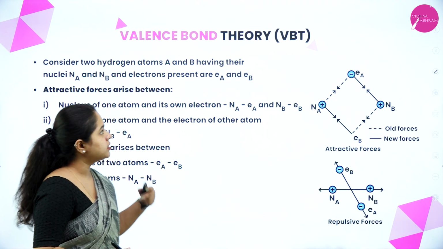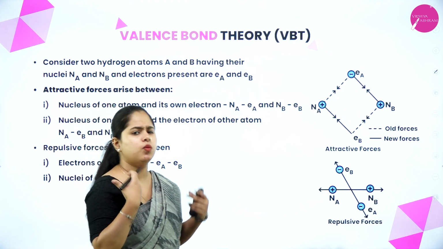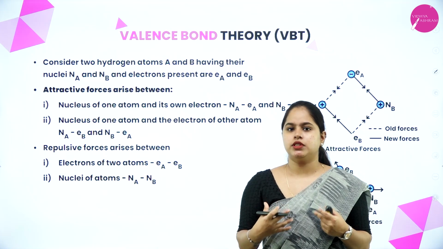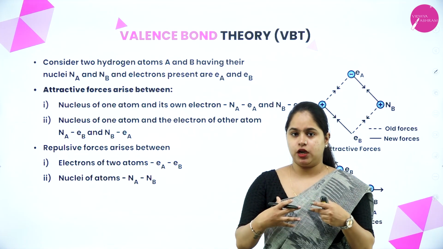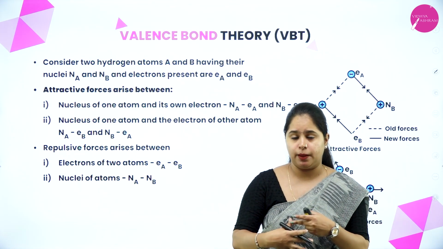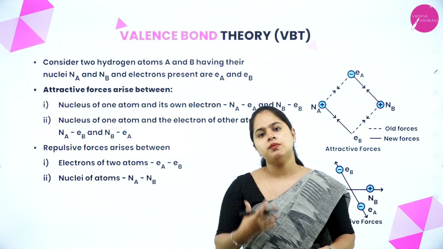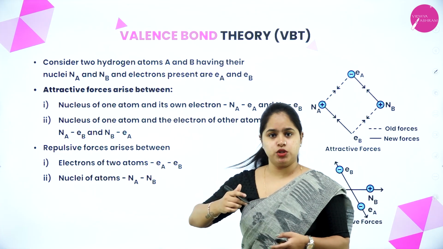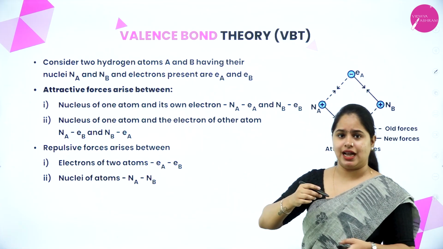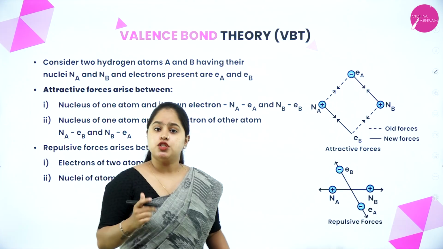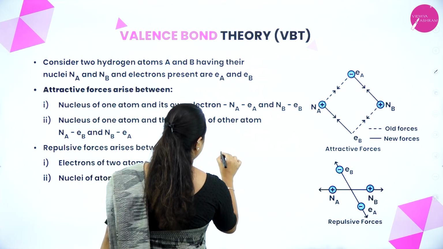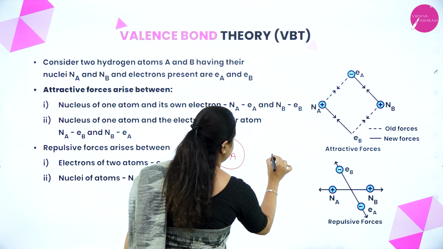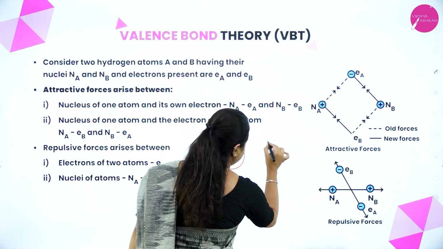Now, let's try to understand what exactly is happening here. You might not be that clear with the concept of atomic orbitals overlapping, so let's understand it with the example of hydrogen itself. What we are going to do is consider two hydrogen atoms, hydrogen atom A and hydrogen atom B.